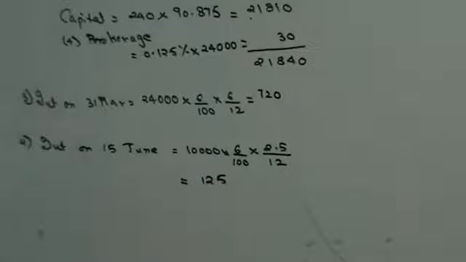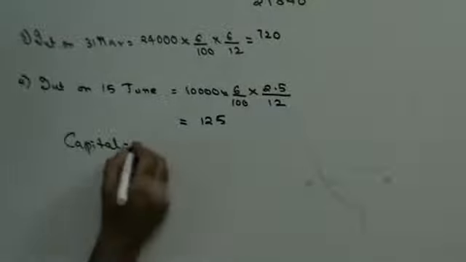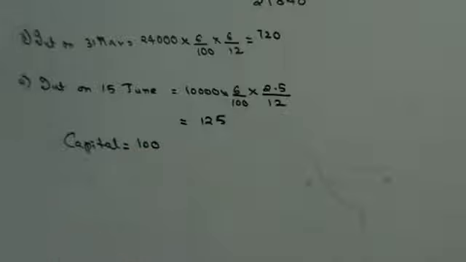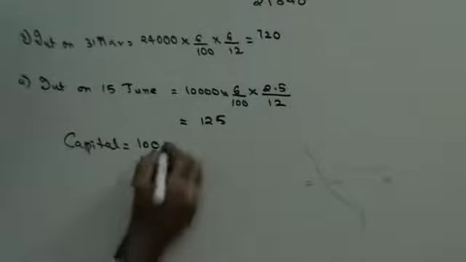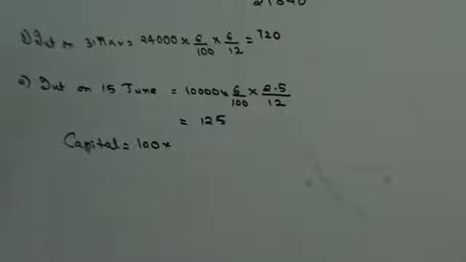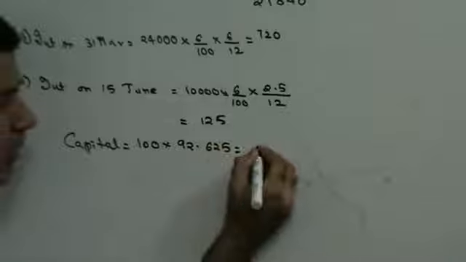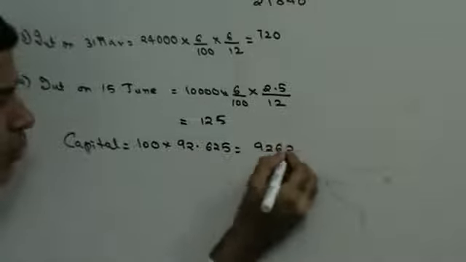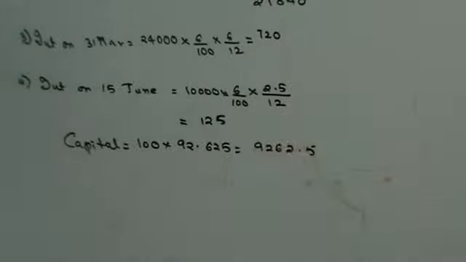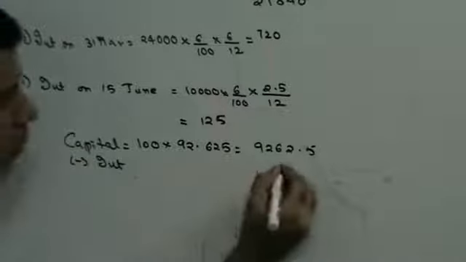Now they are saying that you sold cum interest. So this should be very interesting. Capital: 10,000, so you have sold 100 shares. At what rate have you sold? You have sold it at 92.625. So that is 9262.5. Cum interest, so you will less the interest.